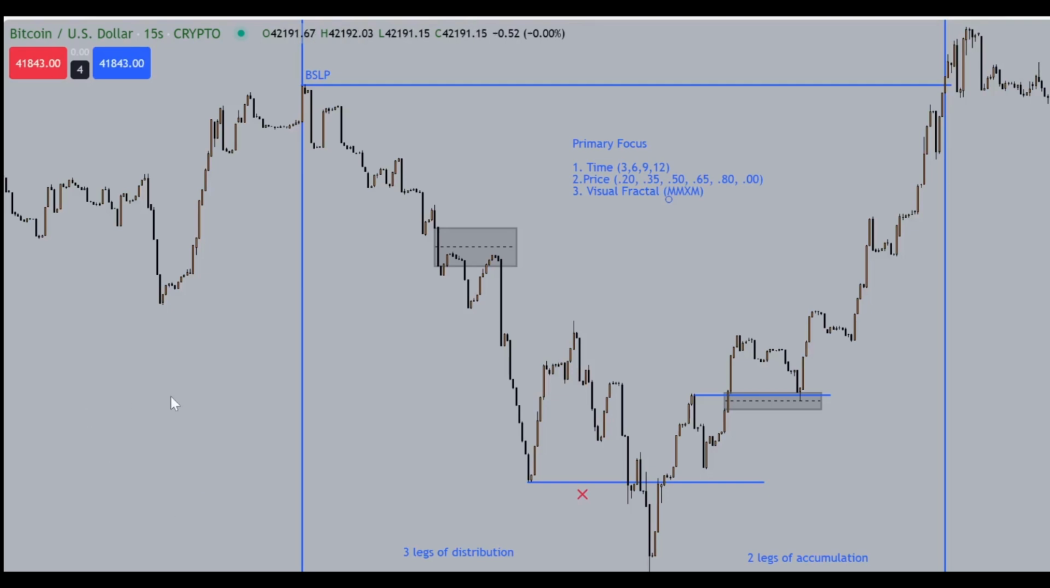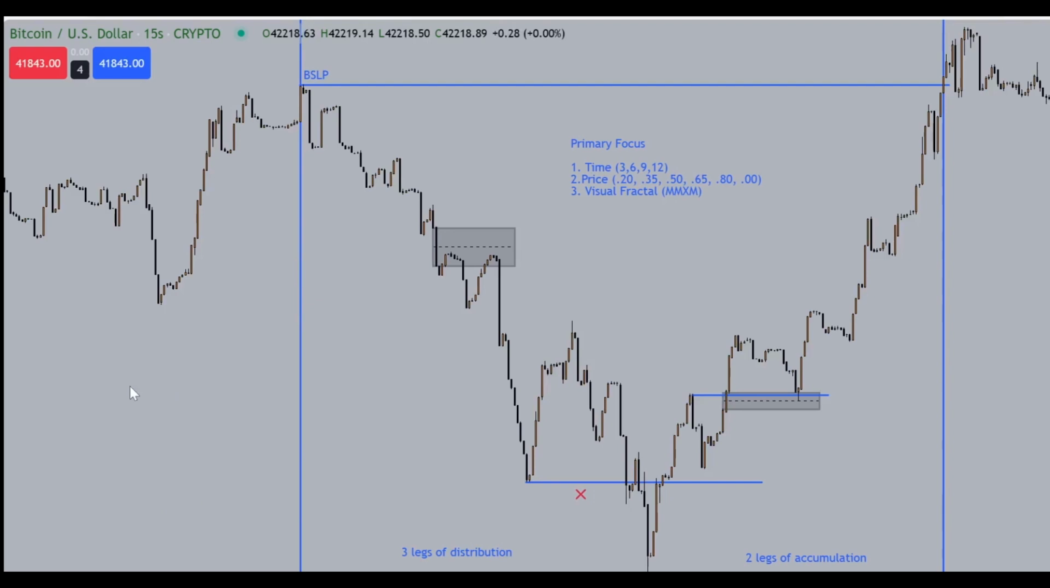Today I'm going to be covering this fractal. What I'm going to be going over is my setup, the same setup that I've been showing you guys on this YouTube channel. But I'm really going to focus on what you should be focusing on as a new trader, or even if you're a profitable trader. There's three things that we need to be focusing on. Everything else is noise.